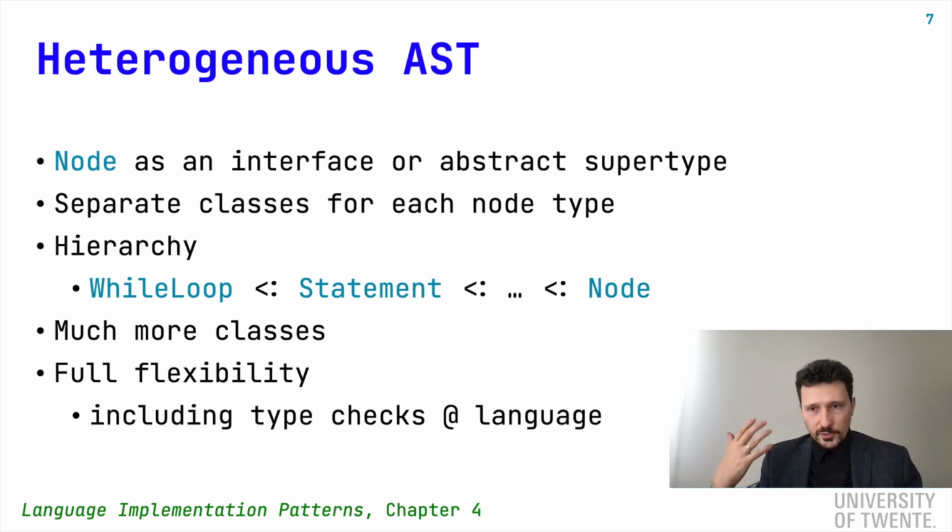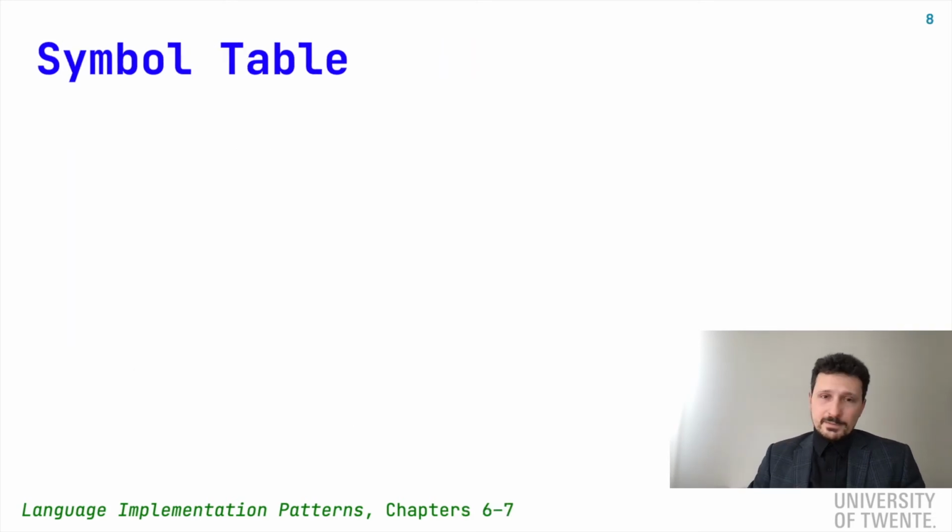Right, so you can ask Java, for instance, to say, no, this is a while loop, and my content in a while loop is a Boolean expression and a statement block. That's it. So you can't put statements in there, you can't put string expressions there, and if you try, Java will just stop you. The next pattern is a symbol table.